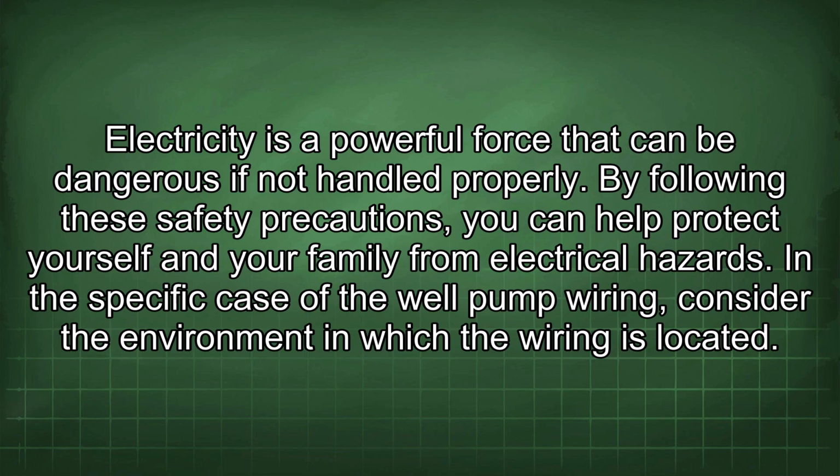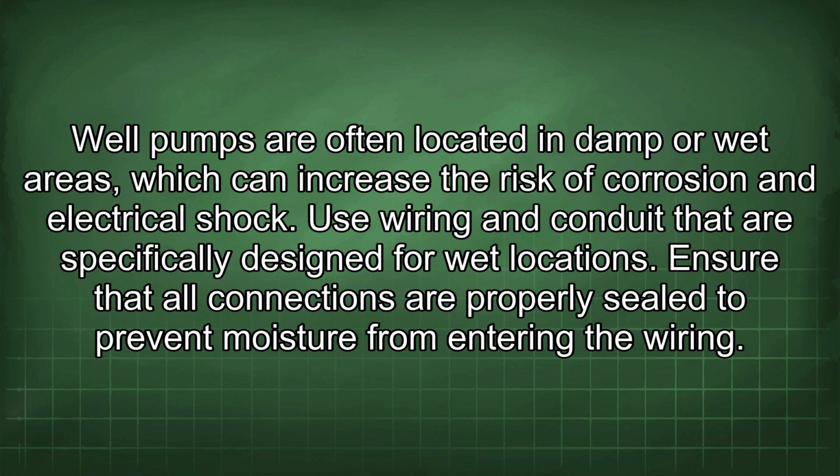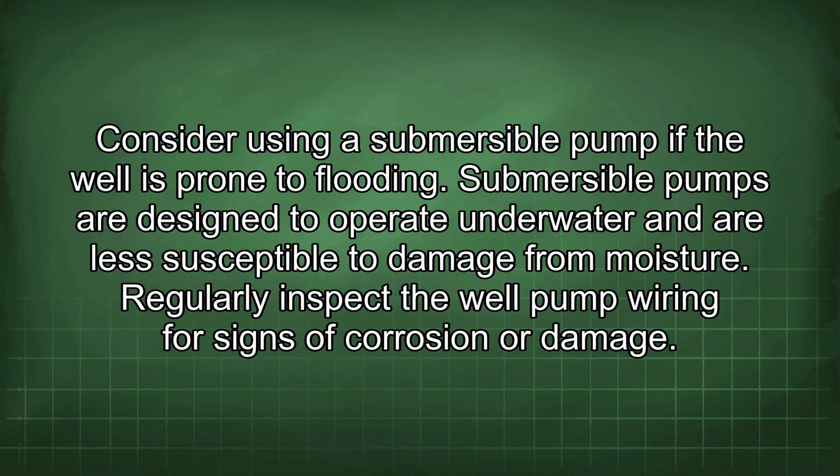In the specific case of the well pump wiring, consider the environment in which the wiring is located. Well pumps are often located in damp or wet areas, which can increase the risk of corrosion and electrical shock. Use wiring and conduit that are specifically designed for wet locations. Ensure that all connections are properly sealed to prevent moisture from entering the wiring. Consider using a submersible pump if the well is prone to flooding. Submersible pumps are designed to operate underwater and are less susceptible to damage from moisture.